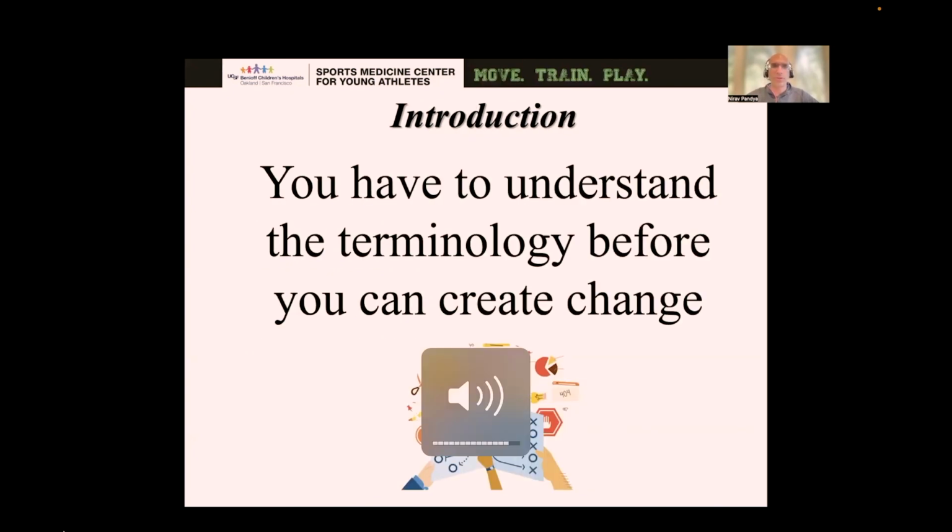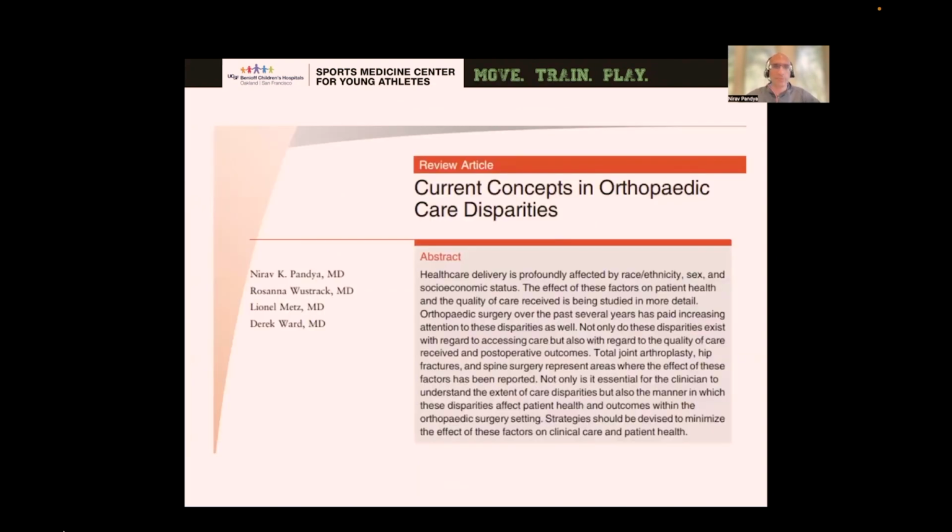The first important thing to understand: you have to understand terminology before you can create change. If you don't understand the way things are defined, you may be referring to certain things in the wrong way or in a way which doesn't necessarily help to create change. We've written a great article, several years ago in the Journal of the American Academy of Orthopaedic Surgeons, about current concepts in orthopedic care disparities.